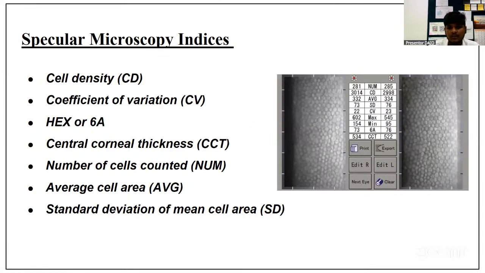Specular microscopy indices: cell density, coefficient of variation, hexagonality or 6A, central corneal thickness, number of cells counted, average cell area, and standard deviation of mean cell area. These are the normal values of the corneal endothelium. You can see the central density, coefficient of variation, 6A, and central corneal thickness.